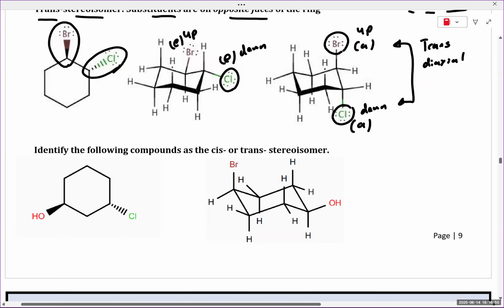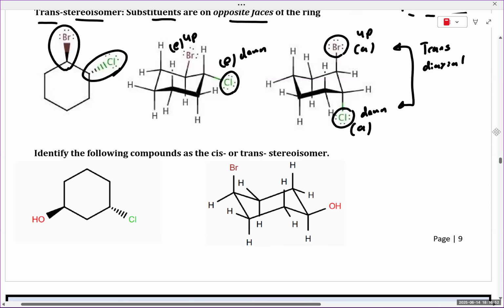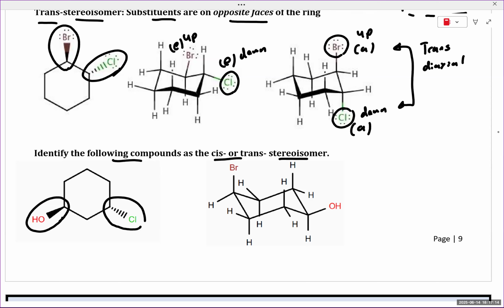Okay, so let's apply what we've learned and let's identify the following compounds as the cis or trans stereoisomer. So pause the video, take a few moments to work on these examples, and then we'll discuss. So taking a look here, we have an alcohol with a wedge, a chlorine with a dash. These two substituents are trans to one another. The alcohol is pointing up, chlorine's pointing down.